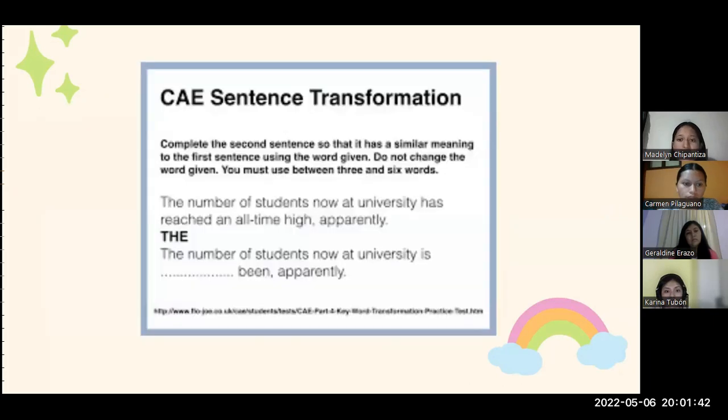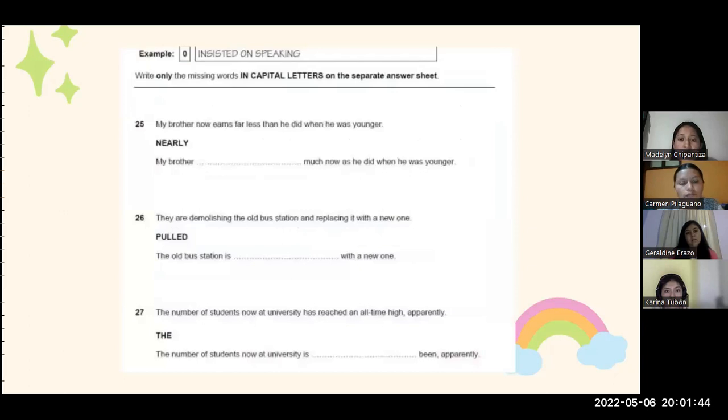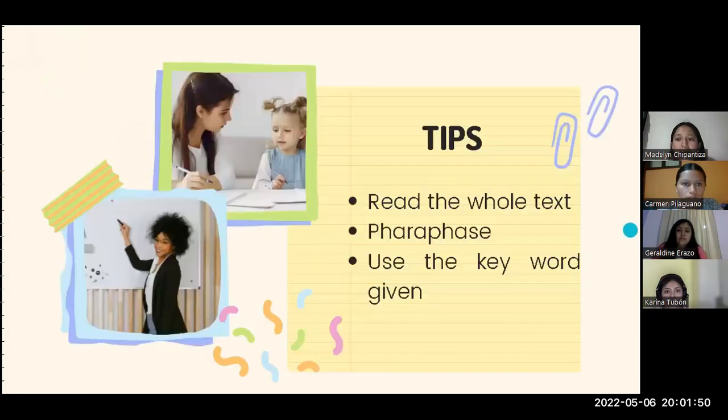Here we have some examples, and as you can see, we have the first sentence, then the word given, and another sentence that should be completed. The tips are the same: read the whole text, paraphrase, and use the keyword given.